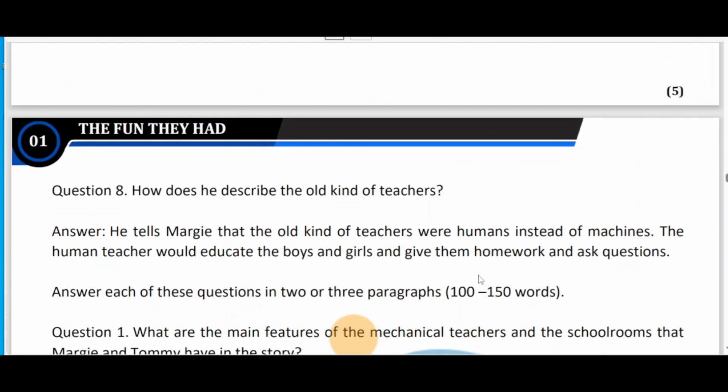Question number 8. How does he describe the old kind of teachers? He tells Margie that the old kind of teachers were human instead of machines. Because in the futuristic school, we have only robots and machines to teach the students. But according to the old kind of school and teachers, we have only humans as teachers. The human teacher would educate the boys and girls, give them homework and ask questions. The scenario was the same. The teacher entered the classroom and, according to their age and level, had to teach boys and girls equally, then give them homework and ask some questions.